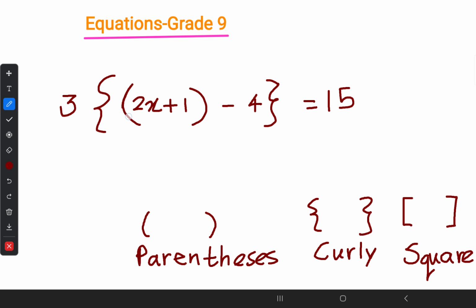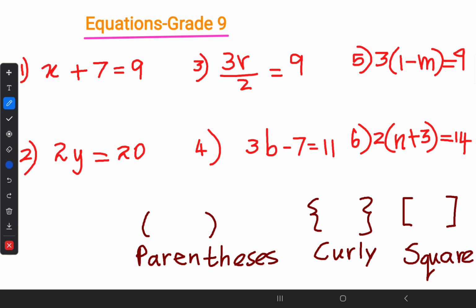So initially we have used parentheses. Thereafter, for our next priority, we've used another kind of bracket. If you use the same bracket here also, it does not look professional. Likewise, we use another kind of bracket to specifically indicate that this is a different operation from this 2x plus 1 expression. That's what we are going to discuss.